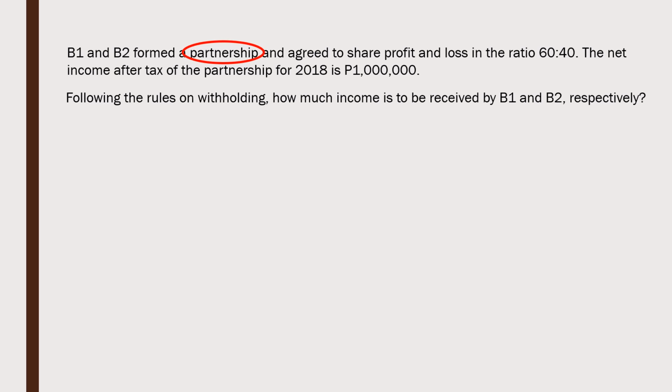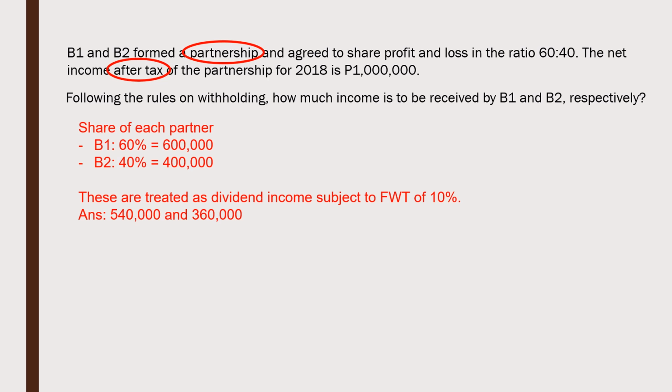We note that B1 and B2 formed a partnership, so this pertains to a general partnership and not a GPP, and we know that a partnership is considered as a corporation under the tax code. So the after-tax net income will be subjected to final withholding tax on dividend before being distributed to the partners.